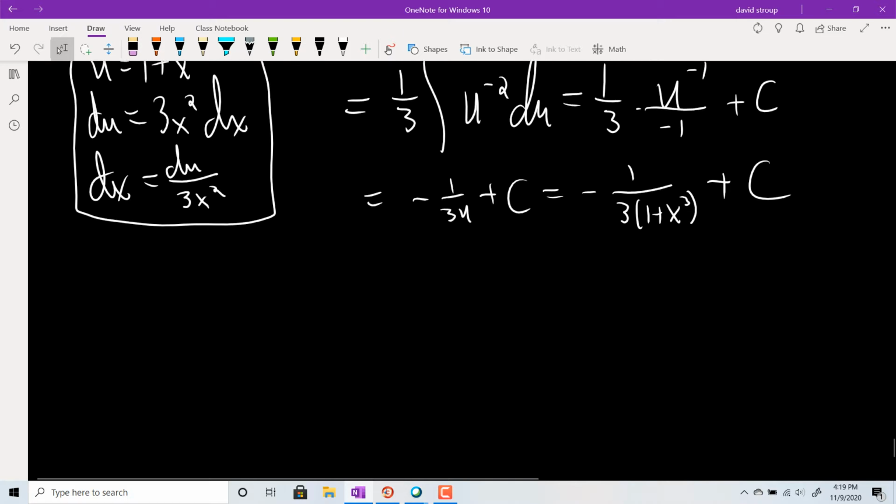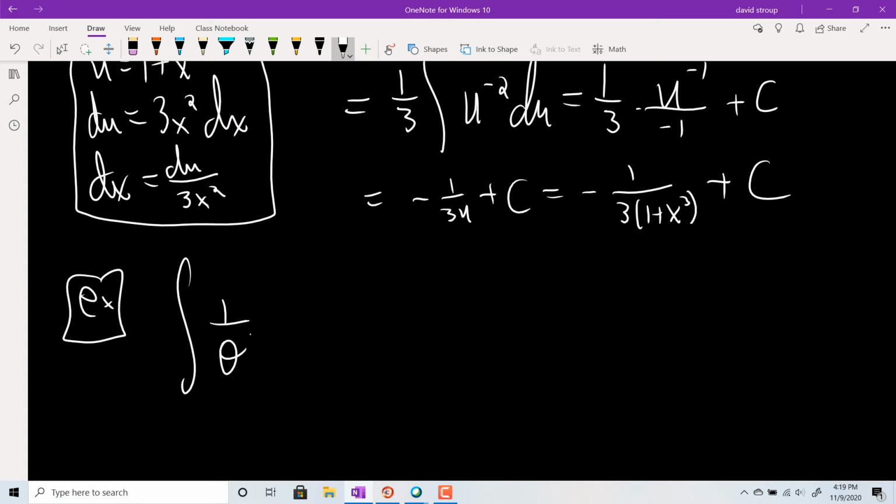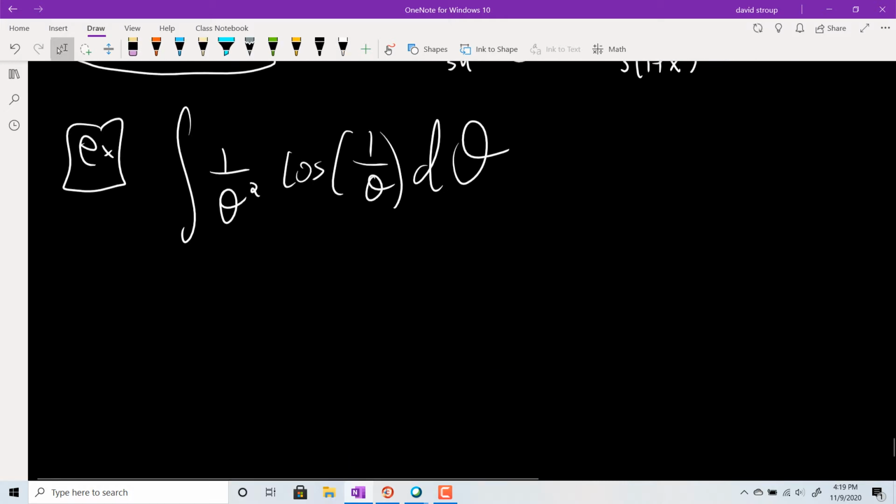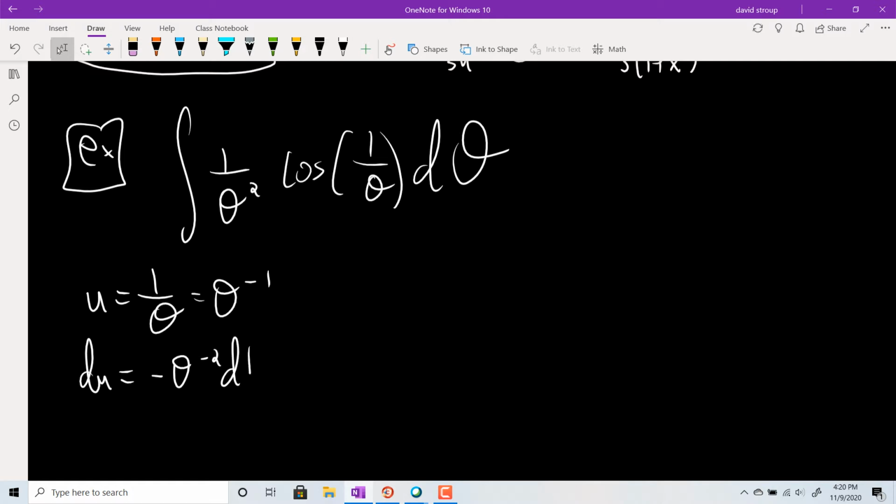Okay, what else? Trig versions of these. Let's look at maybe 1 or 2 of those. The integral of 1 all over theta squared, cosine of 1 over theta, d theta. So this one, again, I'm just going to let u be whatever's in the parentheses there. The derivative of theta to the negative 1 is negative theta to the negative 2 d theta, which is the same as negative 1 over theta squared d theta.